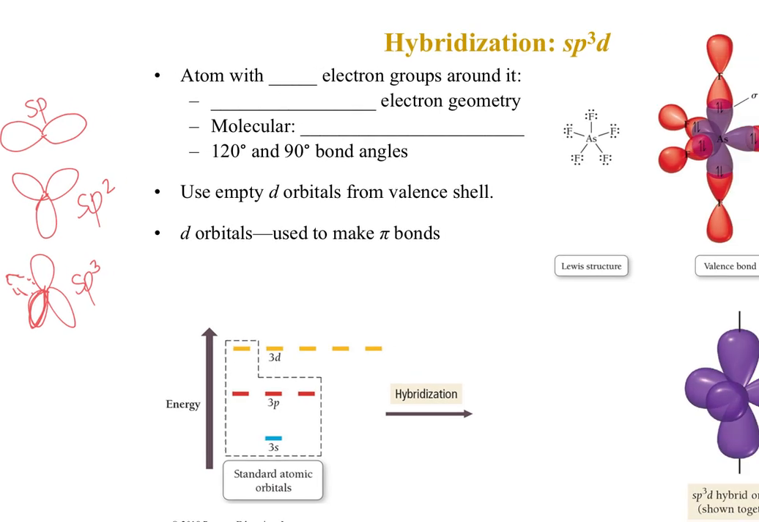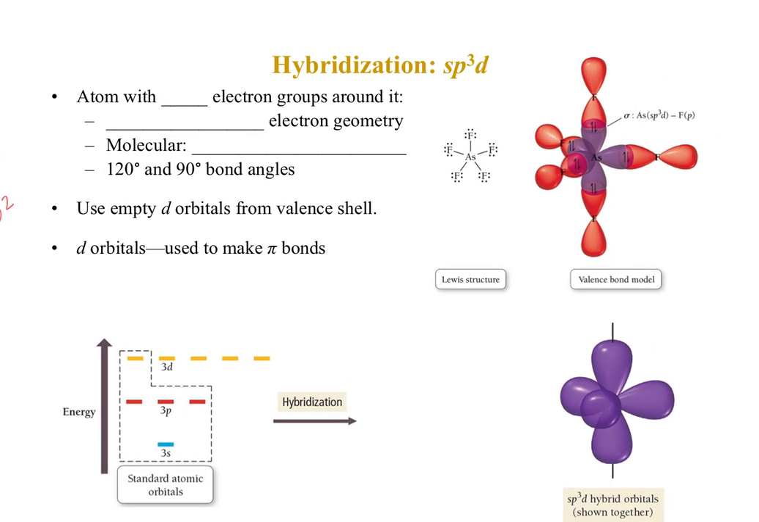So how do we have these expanded octets? Well, the basic theory, which is questionable at this point in our lives, is that we tap into our d orbitals. And this would explain why only the 3rd row and below can have an expanded octet, because we have the d orbitals available.